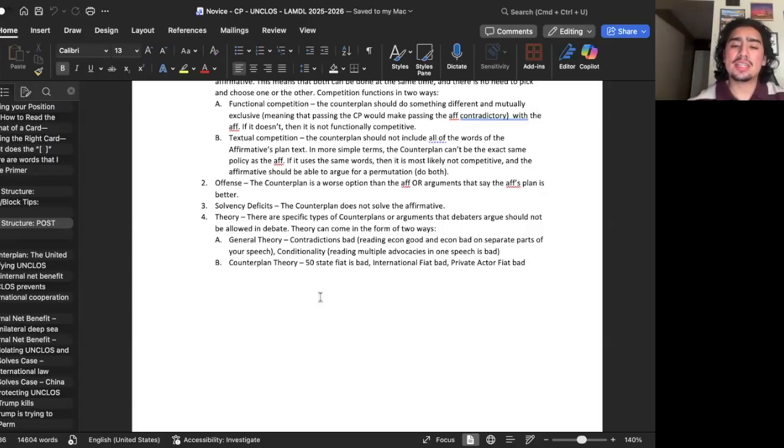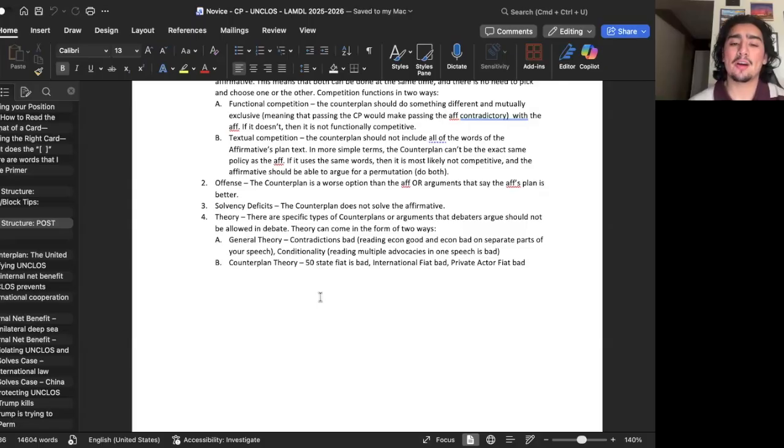Another example is conditionality. Conditionality says that the negative is either allowed to read multiple advocacies in one speech or only read one. So conditionality is saying that you should be able to read the counterplan and then also kick it if you want to. You should be able to condition your advocacy of the counterplan. The affirmative can make arguments that say conditionality is bad. That if you read a counterplan, you should be stuck with it, or you should not be able to read X, a certain amount of counterplans, because at some point it just becomes unworkable.